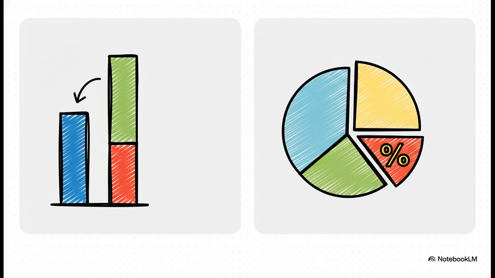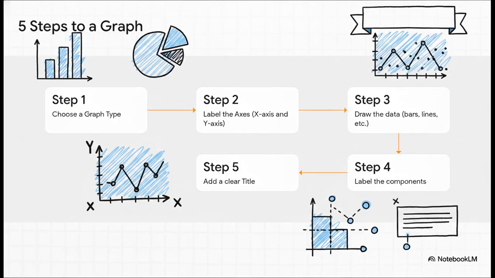Is topping A more popular than topping B? Bar graph. You use a pie chart when you want to show how each part adds up to the total. Like what percentage of all students chose mushrooms? Pie chart. And making one of these isn't that hard.